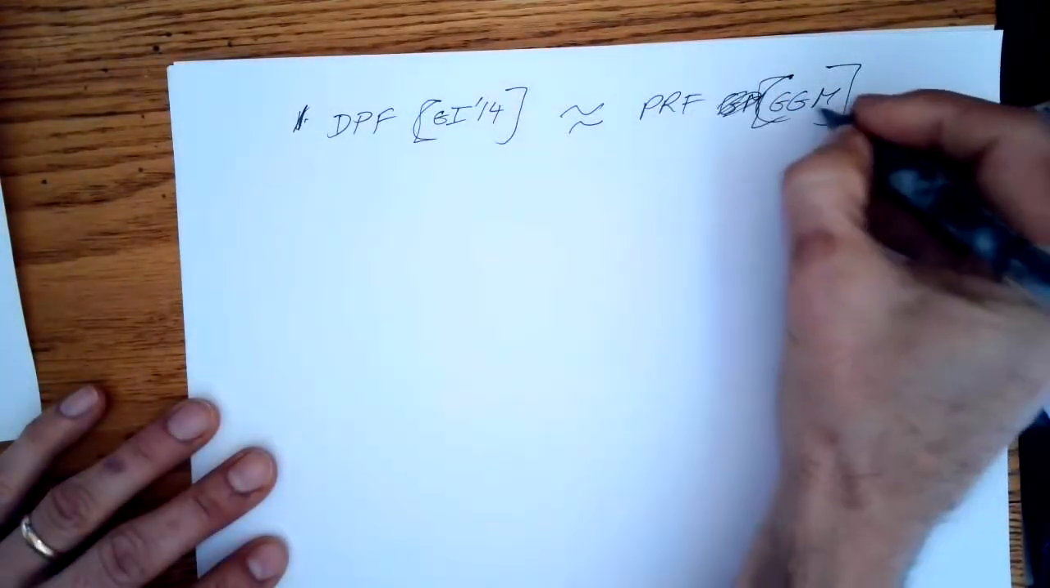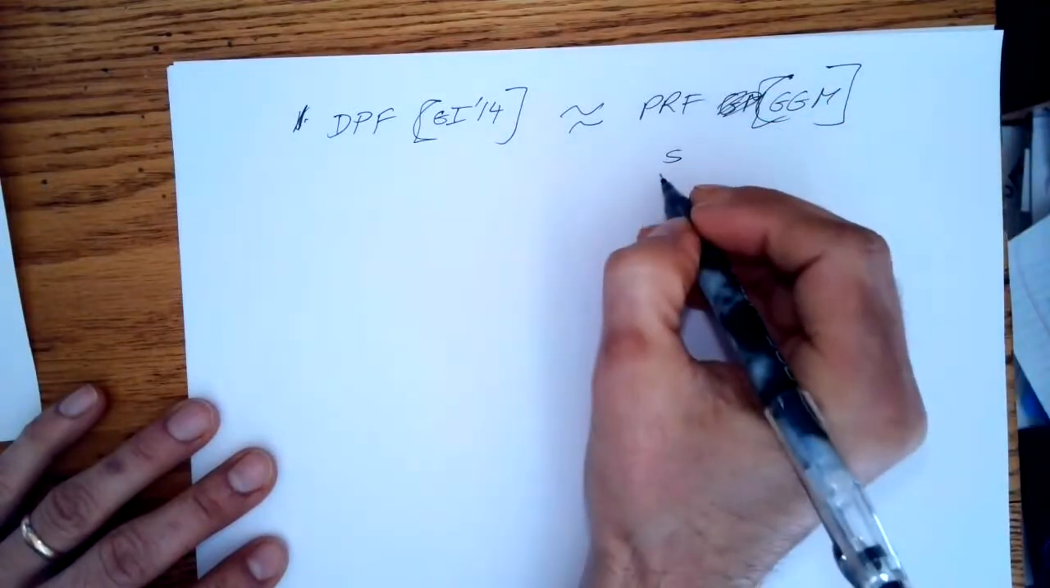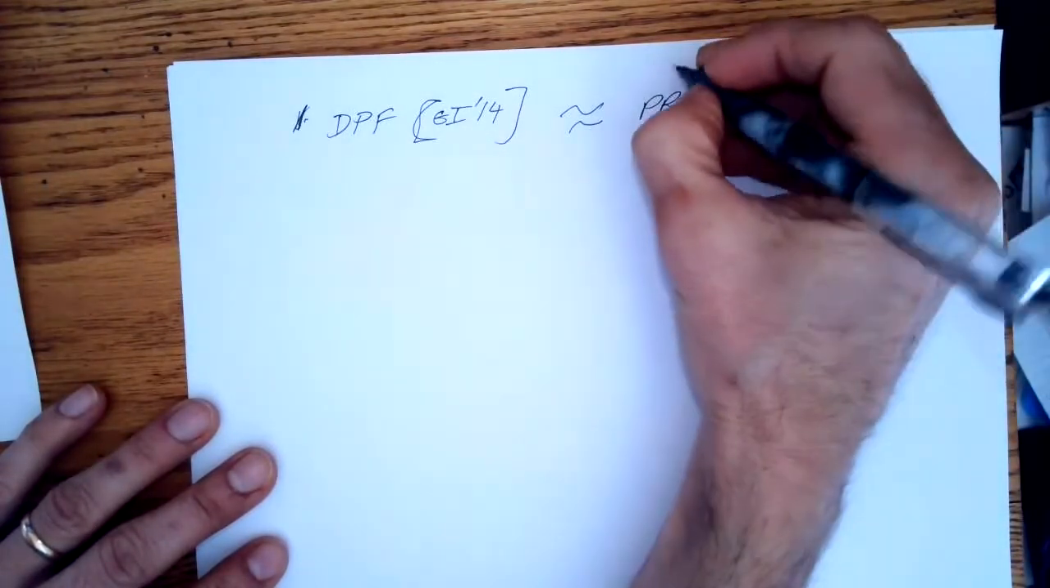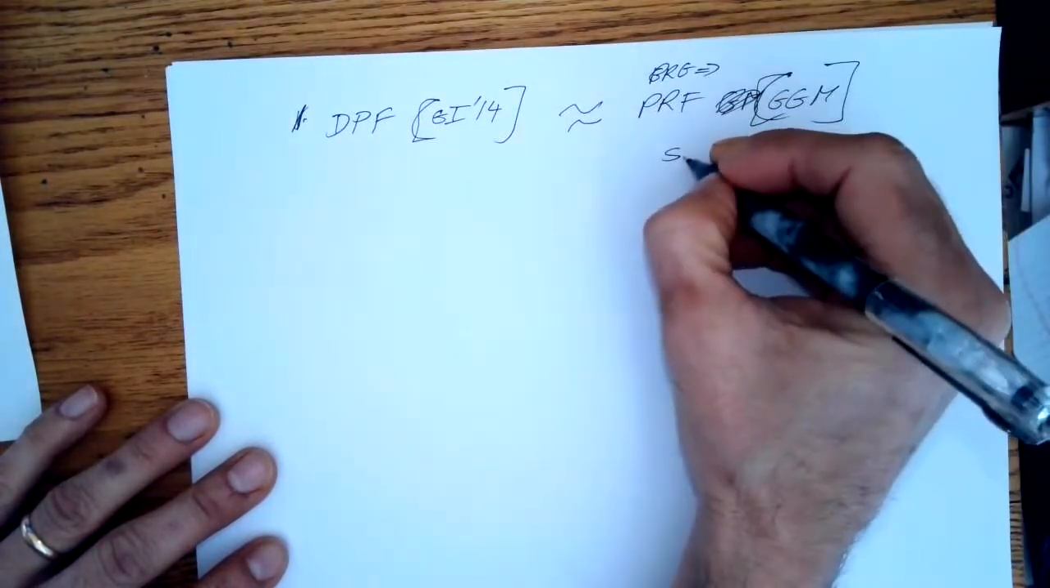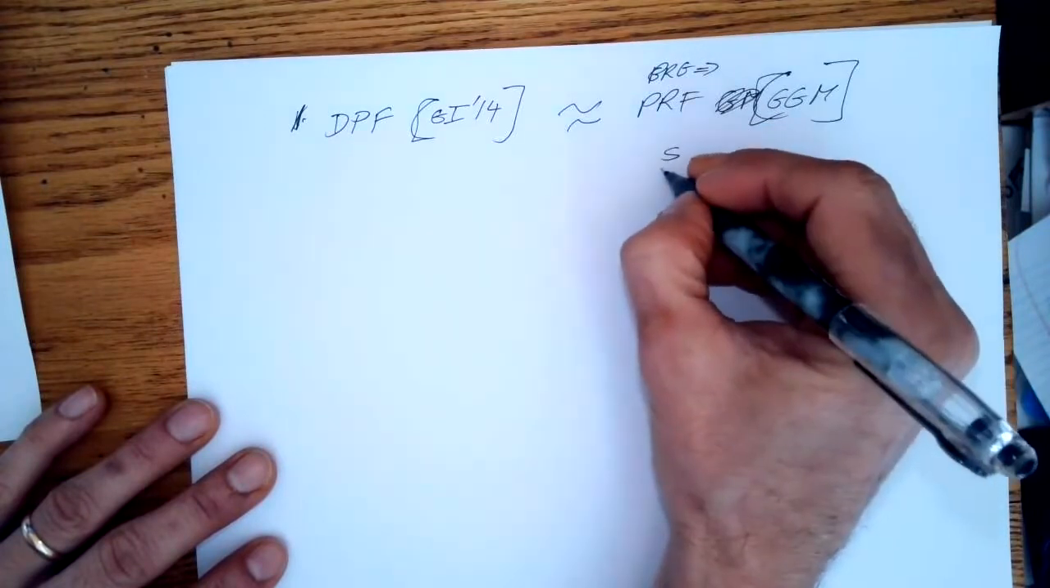So GGM PRF is a way to go from a PRG to a PRF. The PRF key is a seed.